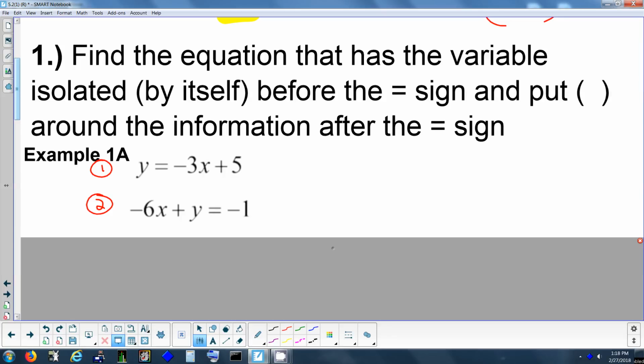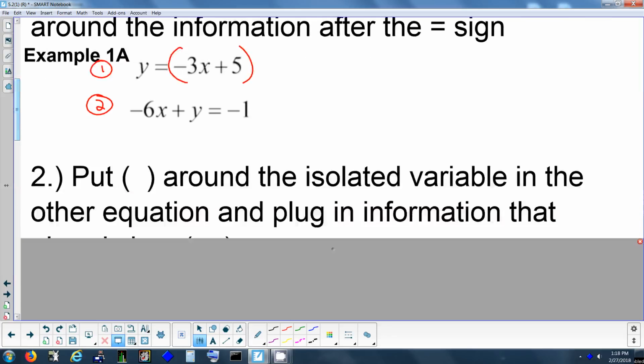So y is by itself in the top, and now it says put parentheses around the information after the equal sign. The reason we did that is because this negative 3x plus 5 is important. Something's going to happen with that in the next step. Questions on that step? We haven't really done any math yet.